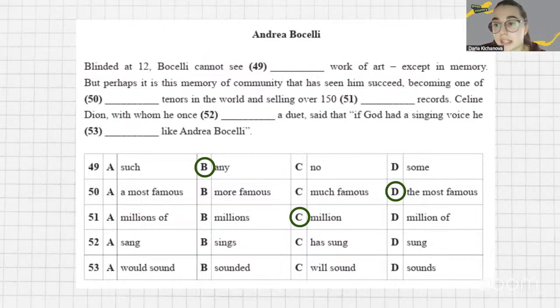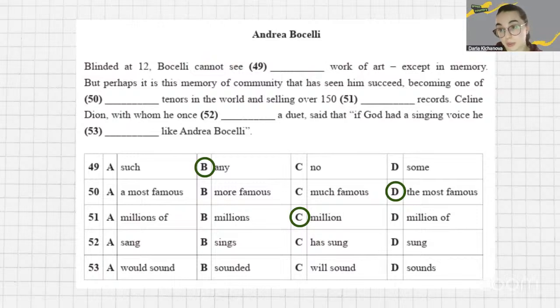I have million, I don't know, dollars, for example, on my account. So when I have one exact number, for example, I have done 100 or 200 tasks, we don't need of. But when we want to say that there was a huge amount of something, we say millions of, thousands of, hundreds of. Okay, number 52.